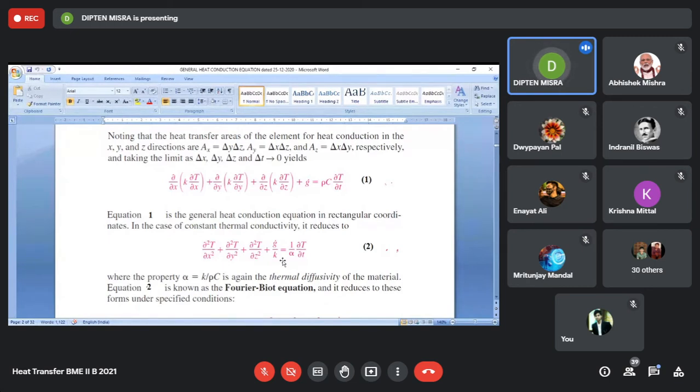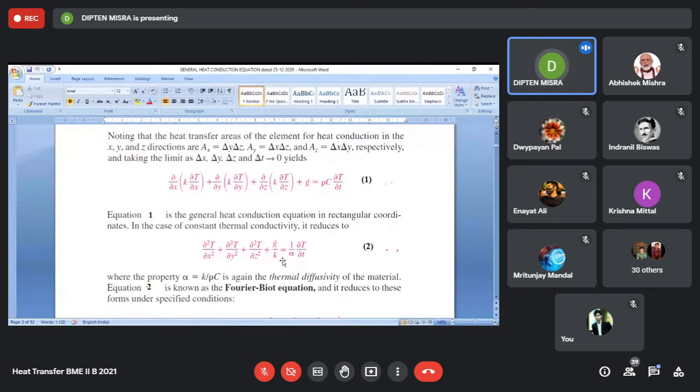If you have a high value of alpha, the disturbance will be readjusted to a new equilibrium condition very quickly. Whereas if you have a low value of thermal diffusivity, it will take a long time. So thermal diffusivity is also a measure of the inverse of the thermal inertia of the body. High thermal diffusivity means it adjusts very rapidly, so it has a low thermal inertia. On the other hand, if a body has a low value of alpha, it will take a long time to adjust, so it has a high thermal inertia.